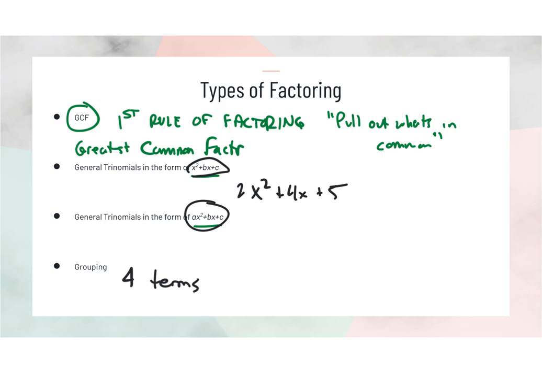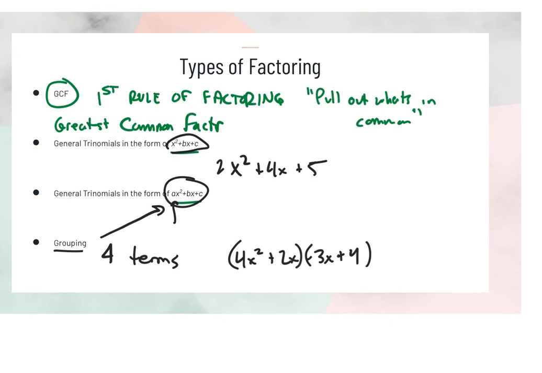Grouping is when I get to 4 terms. Grouping means like if I've got 4x squared plus 2x minus 3x minus 4. Grouping would be like taking those two and factoring those separately. Okay, so grouping is most of the time going to be used with that. If I've got something in front of x squared, and I'll kind of show you how to do that. Now, there's also a couple of special cases.